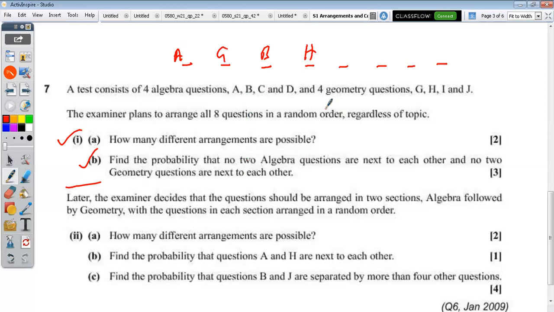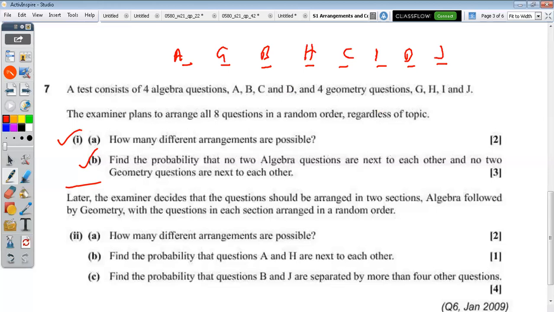Then if I have C here, then I'll have I here. Then if I have D and J here, then I'll have J there. You'll have J there. Yes. Is that what they say? Yeah, so they're saying find the probability that no 2 algebra questions are next to each other and no 2 geometry. Okay, so that's the only way that you can. If you mix those up, there will be algebra and geometry next to each other.